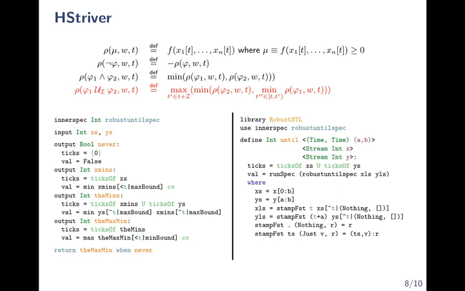For the STL expression x until y within a b, the nested specification, shown on the left, takes the values of x between 0 and b, the values of y between a and b, and computes the minimum between the historical minimum of x within the window with the current value of y. It then returns the maximum of all these successive values. The output stream never is defined to ensure that the nested specification returns the last value of the return stream. The topmost expression, shown on the right, simply sets up the slices to call the nested specification with the appropriate values.